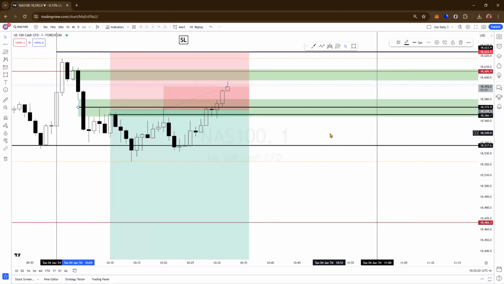And I might just place another order if it does go into that order block. If I see a bearish engulfing candle develop inside of that order block, the green area, right here. So it didn't touch it yet. So we have 7, 6, 5, 4, 3, 2, 1.